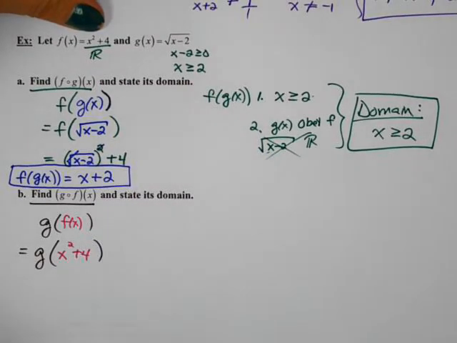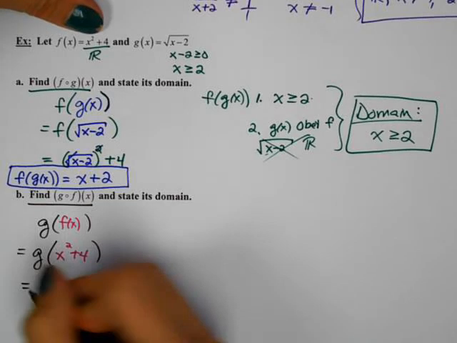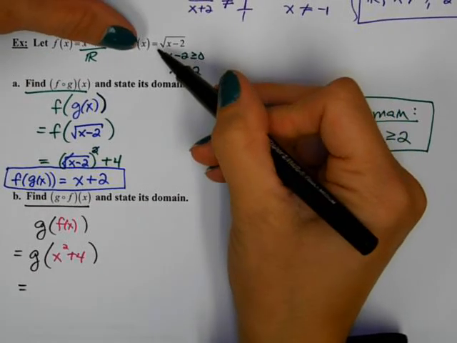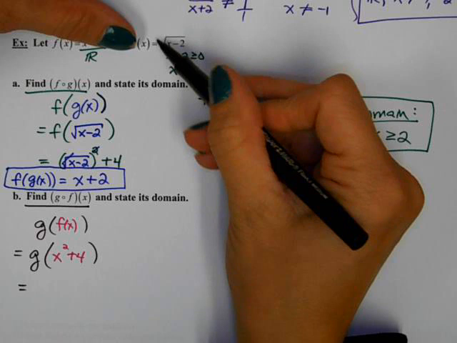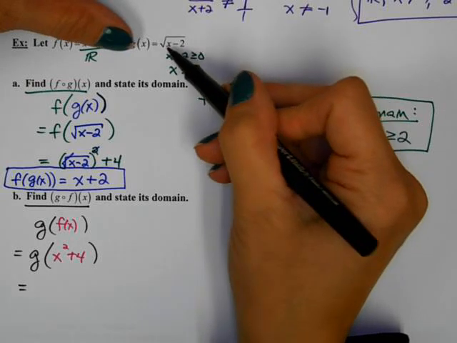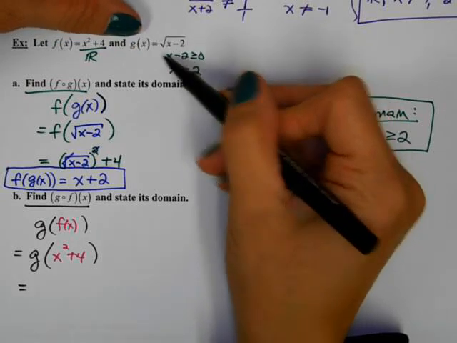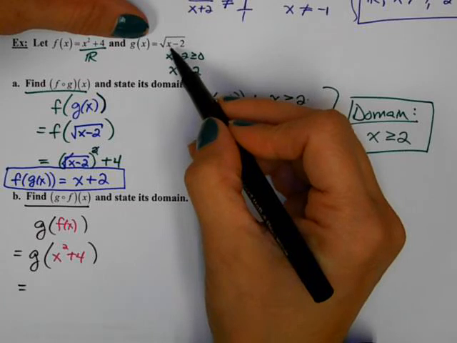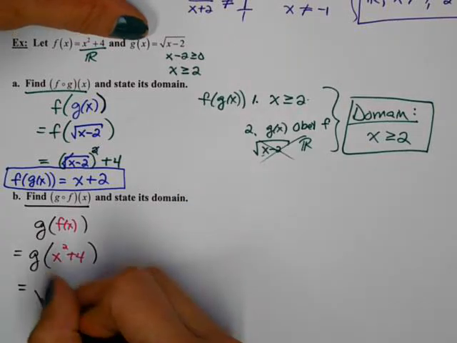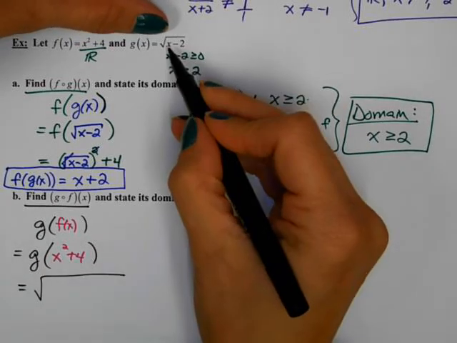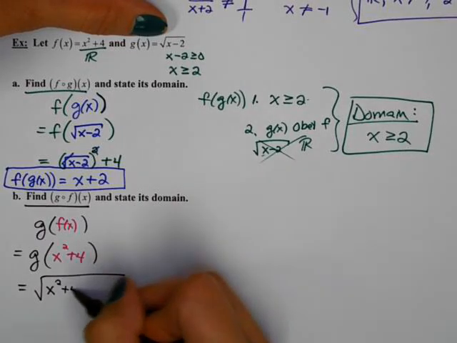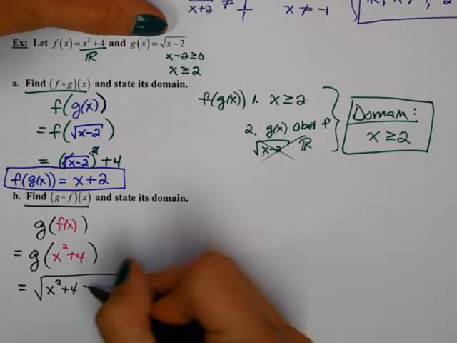Now, what does g say? Sometimes I like to say it in English 3 times before I do it. G says, take a big square root, your input minus 2. So that's what I'm going to do. Big square root. I have to put my input, and then it says minus 2.